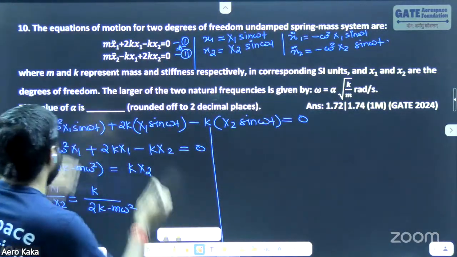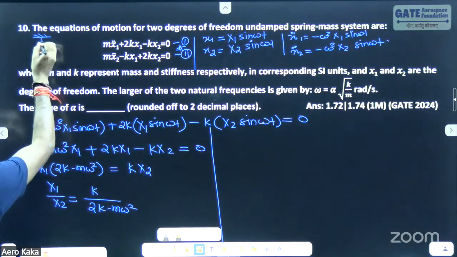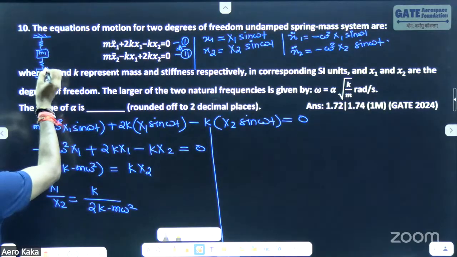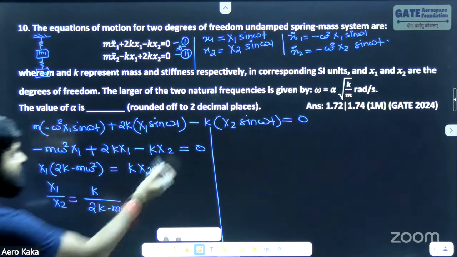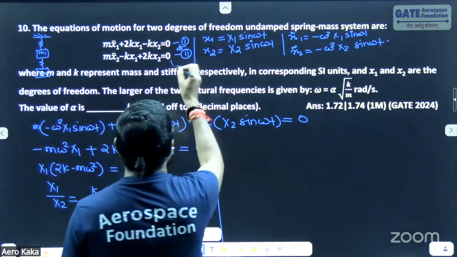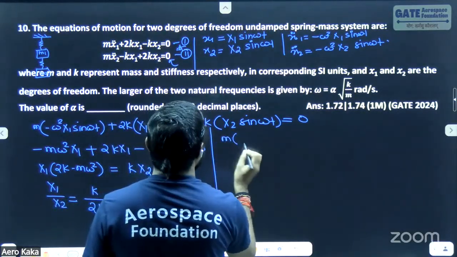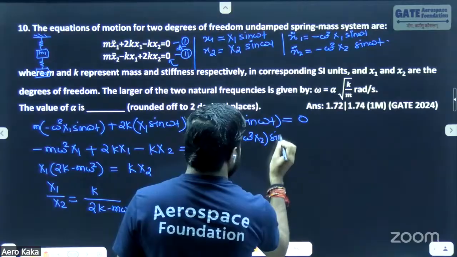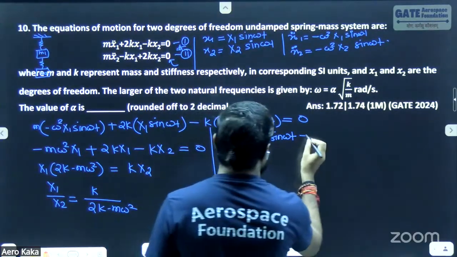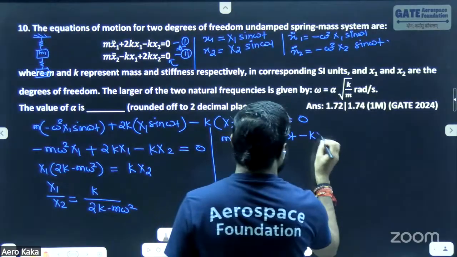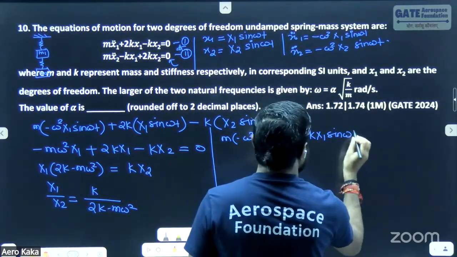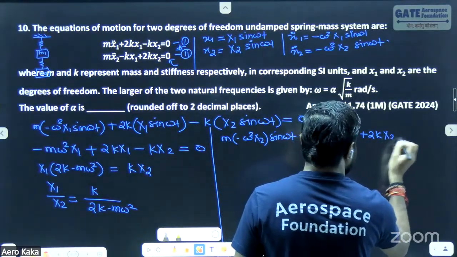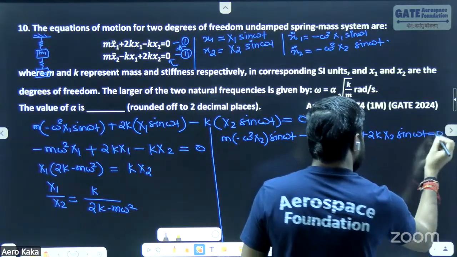You can consider this system is something like this only. It is going to be like this only. Similarly, calculate what x1 upon x2 is if you substitute the value here. You can write m in bracket, minus omega square x2 sin omega t, minus k x1 sin omega t, and plus 2k x2 sin omega t is equal to 0.